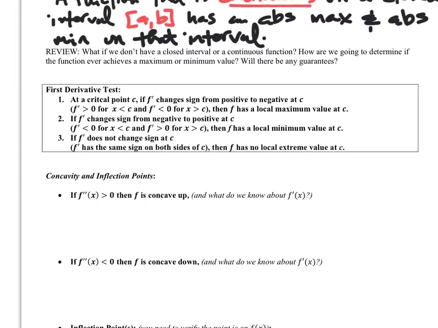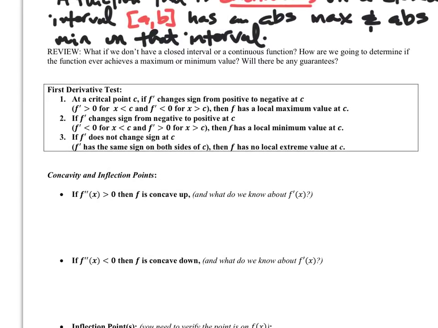All right. What if we don't have a closed interval or a continuous function? How are we going to determine if the function ever achieves a max or a min? Will there be any guarantees? If it's not a closed interval, we'd have some other work to do, which we'll look at in the lessons to come, as well as if it's not continuous. If it's not continuous, there potentially won't be an absolute max or absolute min, depending on how the function is oriented.